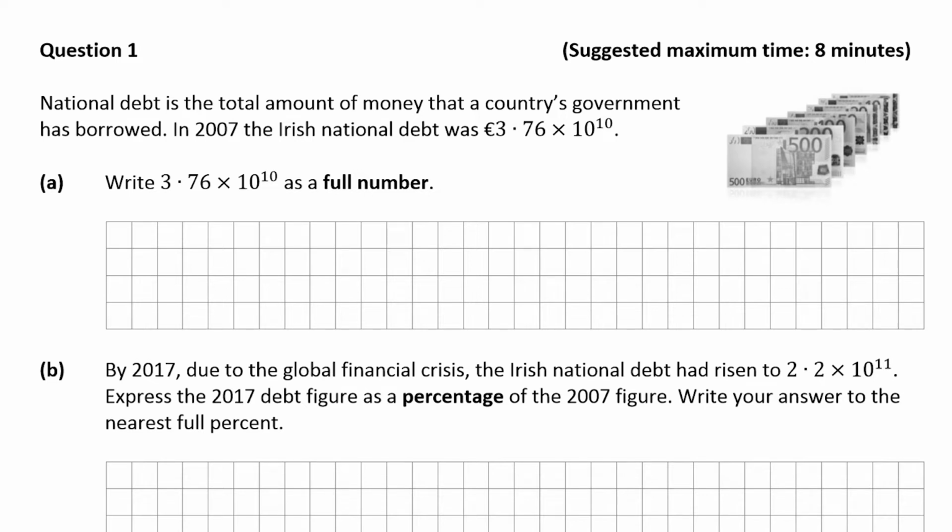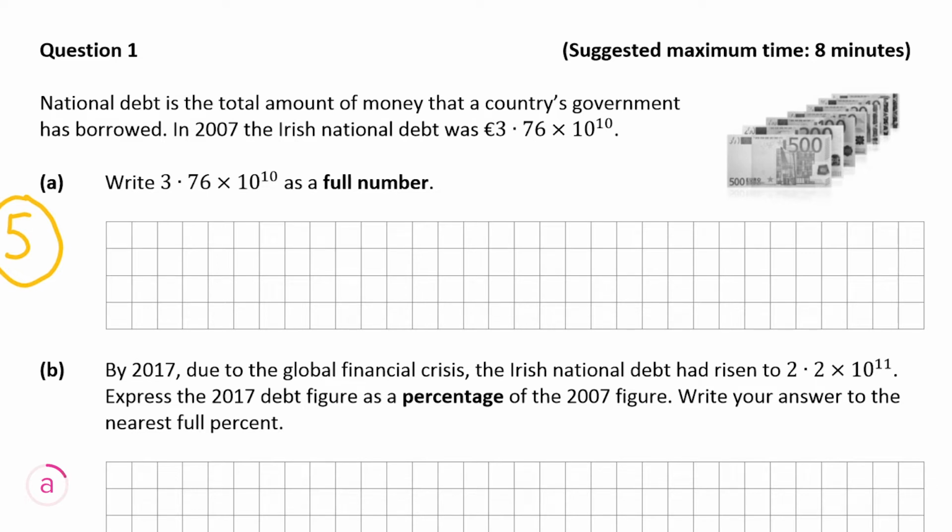This is Matthew and we are going to be looking at question 1, which is a 15-mark question. So the question tells us that in 2007 the Irish national debt was 3.76 times 10 to the power of 10 euro, and the national debt is all the money that a country's government has borrowed. So then part A of the question, which is worth 5 marks, asks us to write 3.76 times 10 to the power of 10 as a full number.